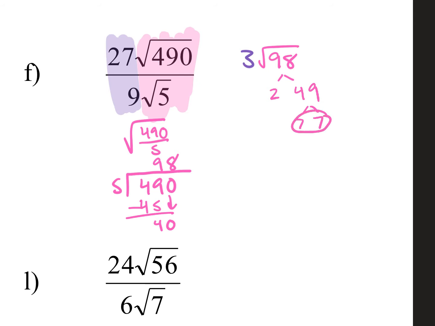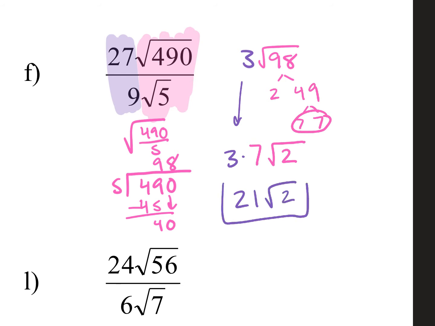So what would I circle? The 7's. So what comes to the outside? 7. What stays on the inside? 2. What else did I already have on the outside? The 3. Don't forget to multiply that 3 on the outside. I would say that is one of the most common mistakes, is people just forget that 3, and it's the easiest thing. It's already there. Just don't forget about it. So 3 times 7 is 21. So my answer is 21 square root 2.